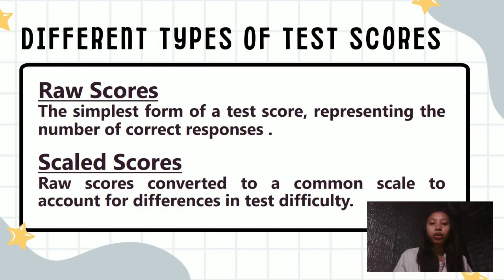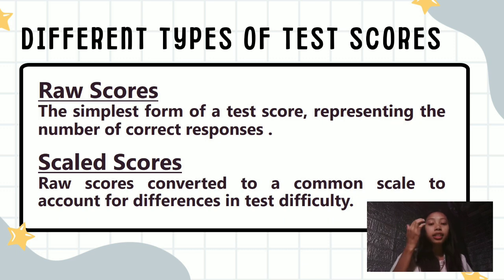So first is the raw scores, the simplest form of a test score representing the number of correct responses. So ang example ani kay a student answers 40 out of 50 questions correctly. So 40 is the raw score. Ang example ani, nag-exam, ang number of correct sa iyang test paper is 40. So kanang 40 mao na ang raw score.